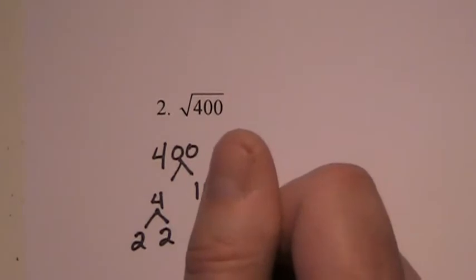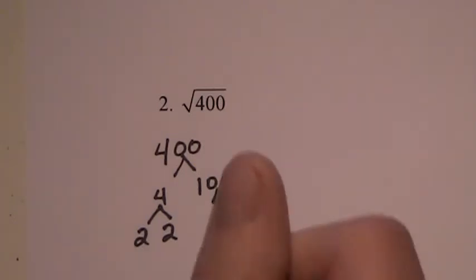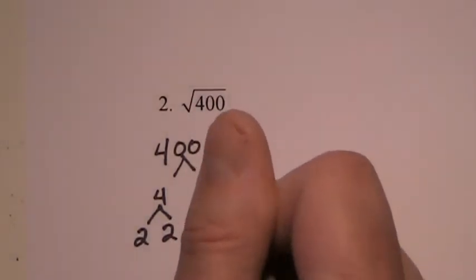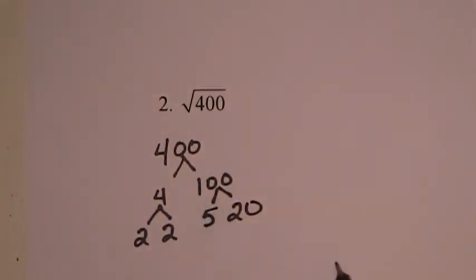And then 100, we have some choices. We could do 2 times 50, 4 times 25, 5 times 20, 10 times 10. All of those are possibilities. We just need to pick one set. I'm going to go with the 5 times 20. 5 is a prime number, so that part of the tree is done.